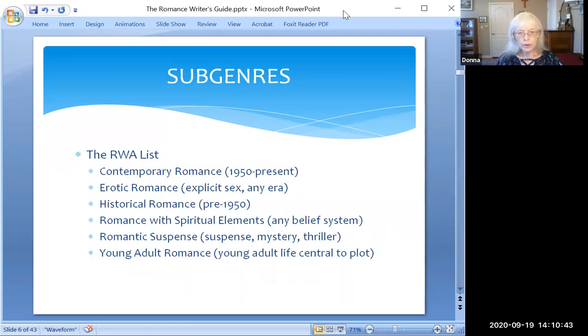The subgenres are pretty extensive in the romance world. In RWA, Romance Writers of America, we have contemporary romance, which is 1950 to the present. We have erotic romance, which is explicit sex in any era. We have historical romance, which is any time prior to 1950. And we have romance with spiritual elements of any belief system. And we have romantic suspense, which is a story that includes suspense, mystery, and thriller. And young adult romance, which makes the young adult life central to the plot.